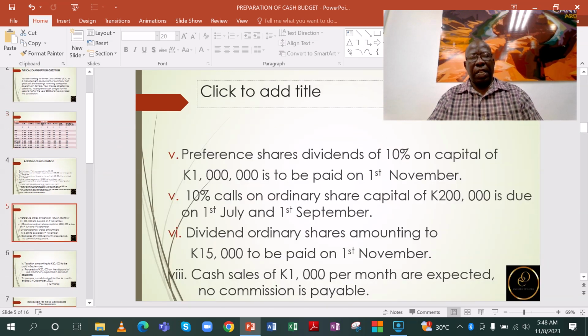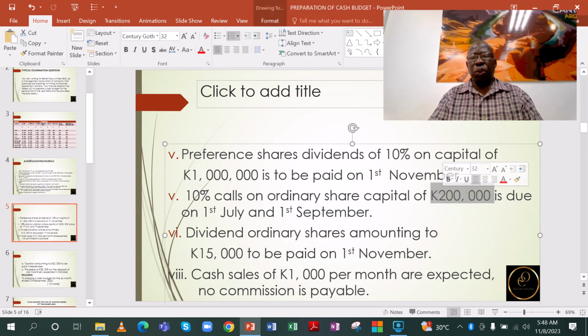Okay, here we are. 10% calls on ordinary share capital of 200,000 is due on 1st July and the 1st September. So 10% of this 200,000 will give you 20,000. Again, 10% of the same 200,000 will give you 20,000, which will be paid in July and September. So that's what we expect to receive.